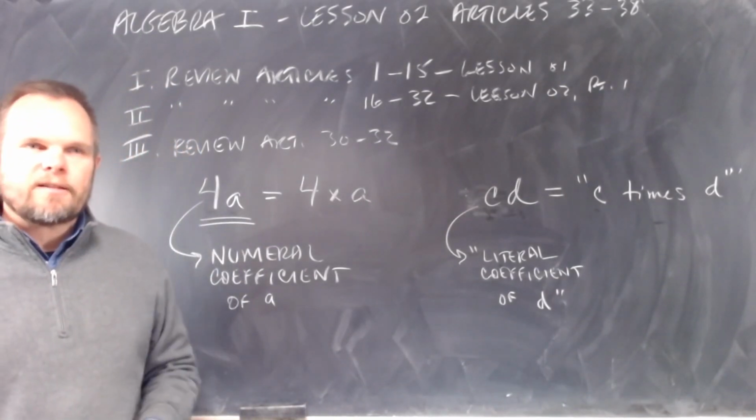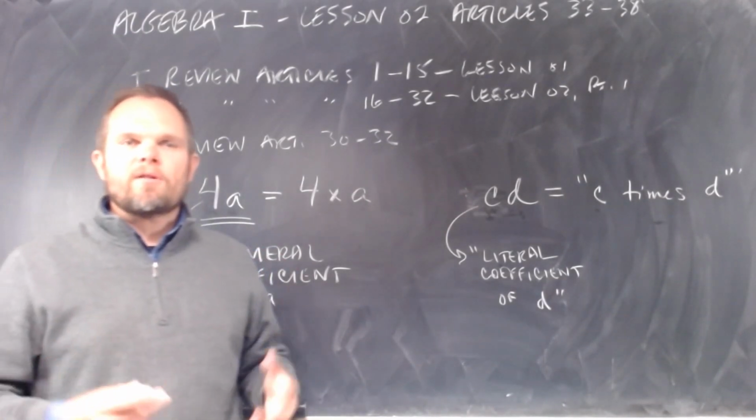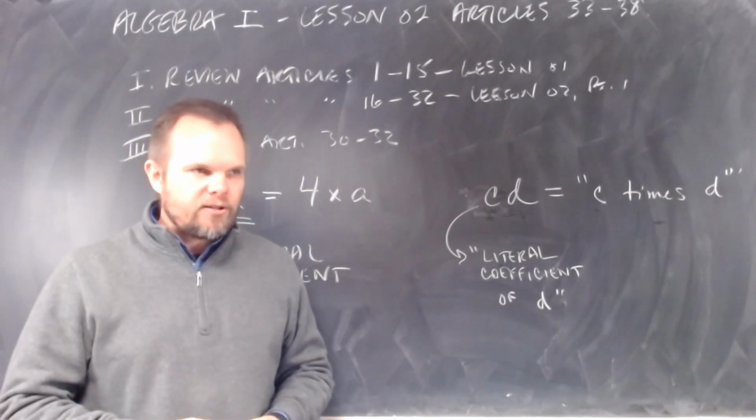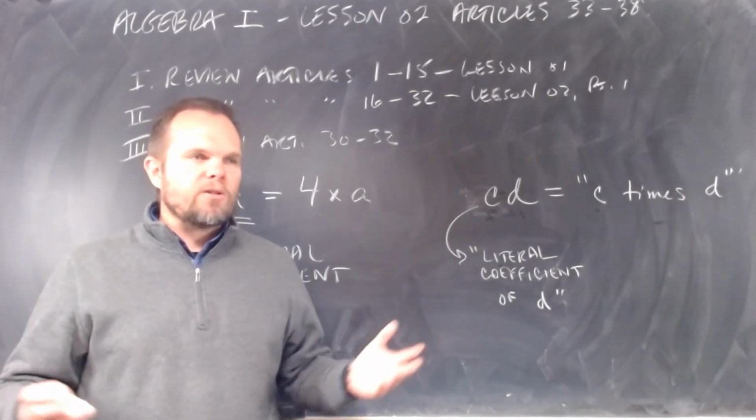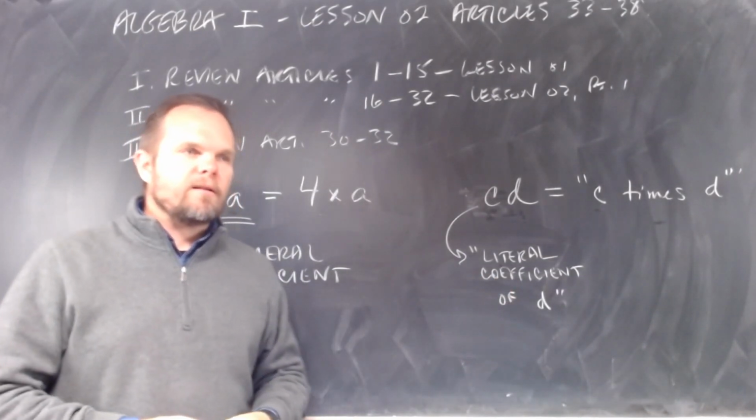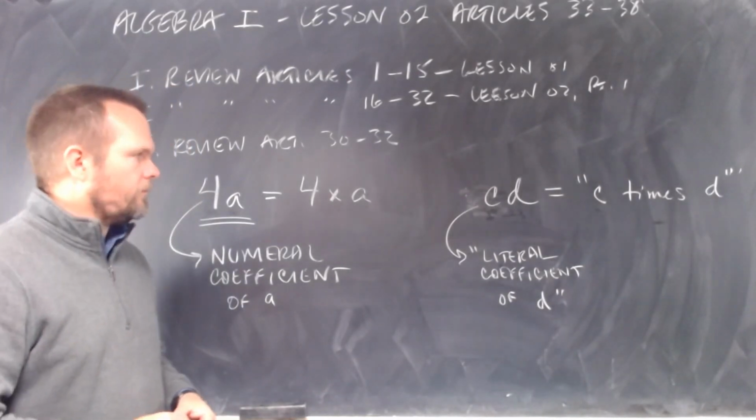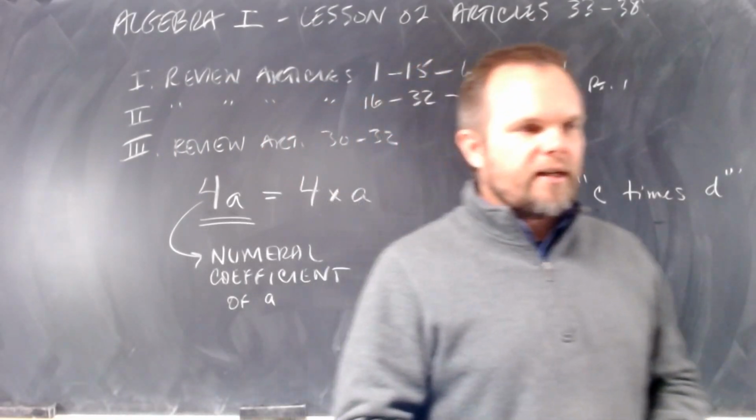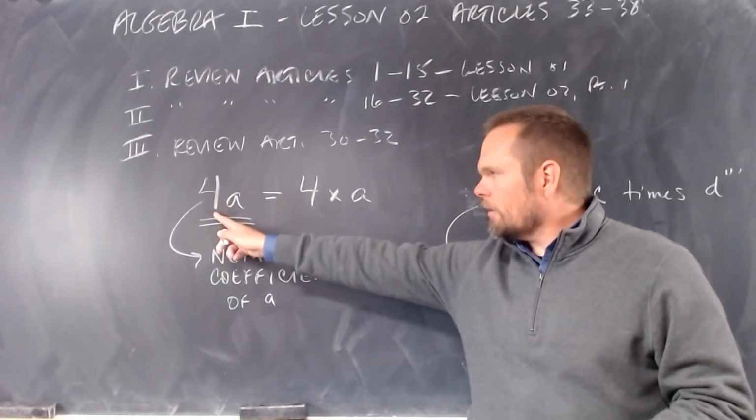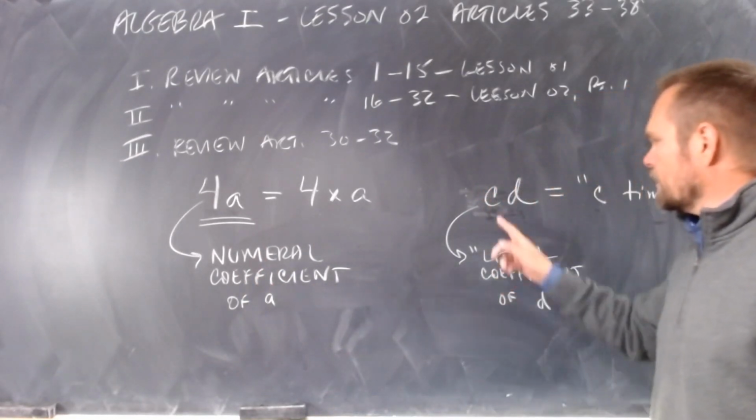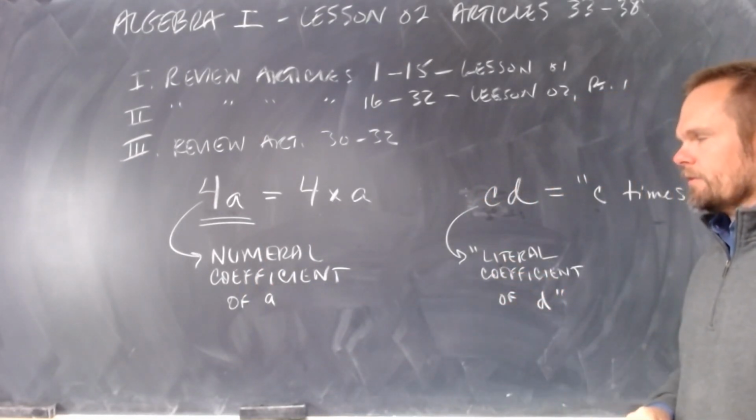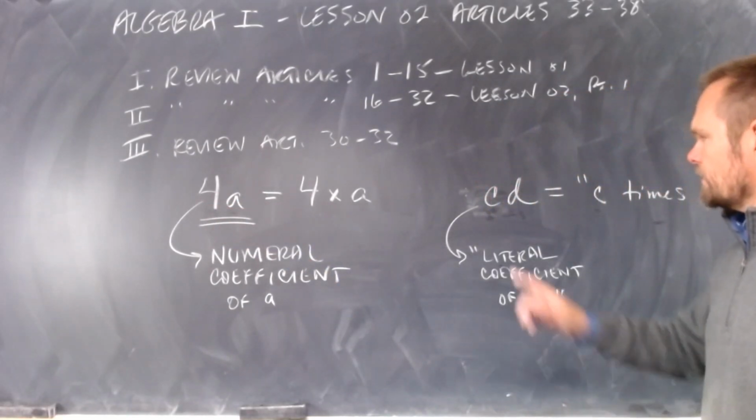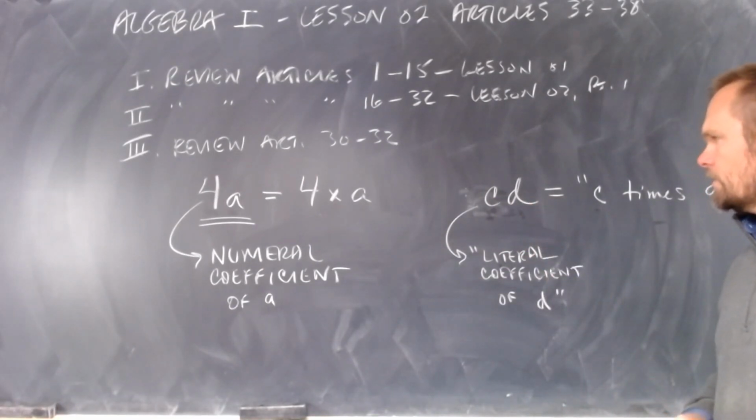This is the kind of stuff that gets kids hung up on algebra. You just have to learn a language. And some kids just tune out when the language changes and they struggle. It's got nothing to do with math. It's got to do with language and vocabulary. Coefficients are numbers or quantities that are multiplied together. A coefficient can be a number, a numeral coefficient, or a letter, a literal coefficient. 4 is the numeral coefficient of A. C is the literal coefficient of D.